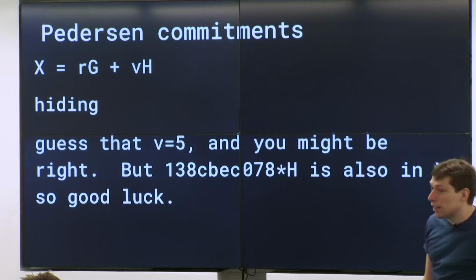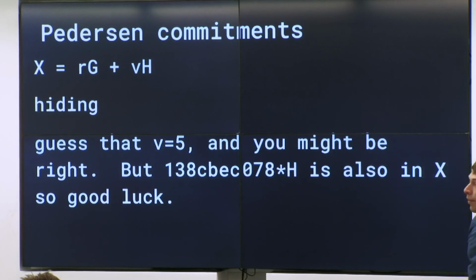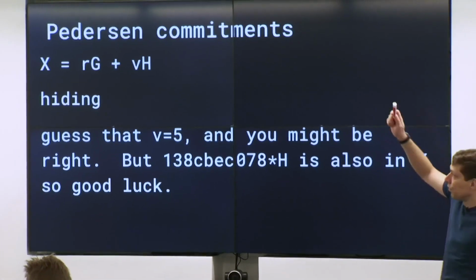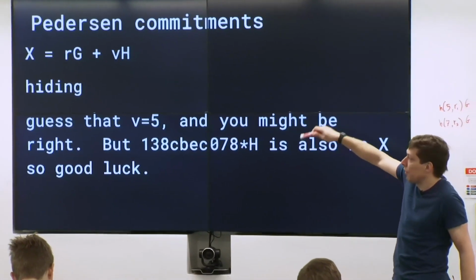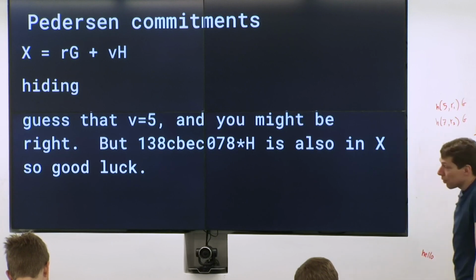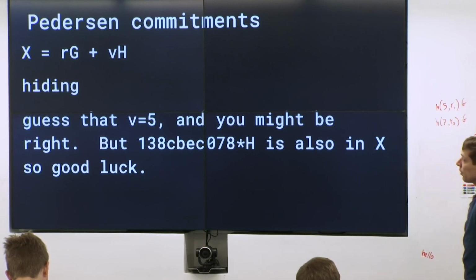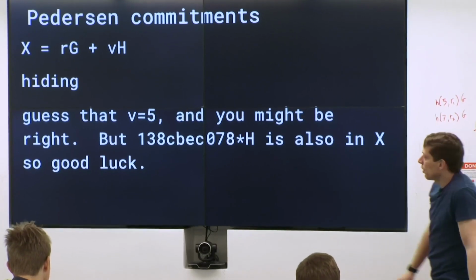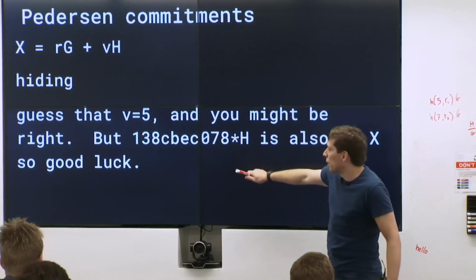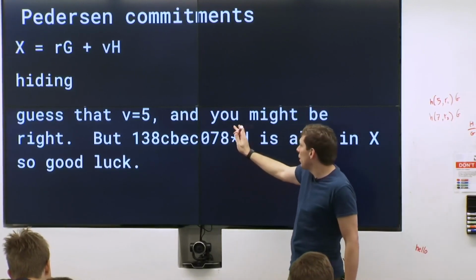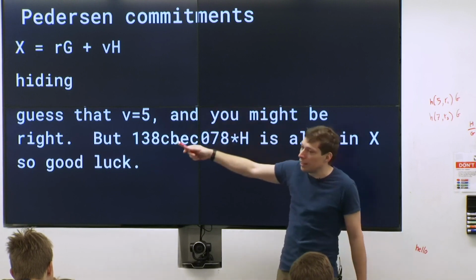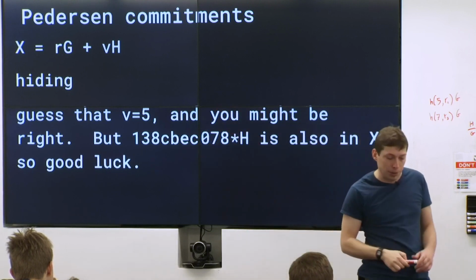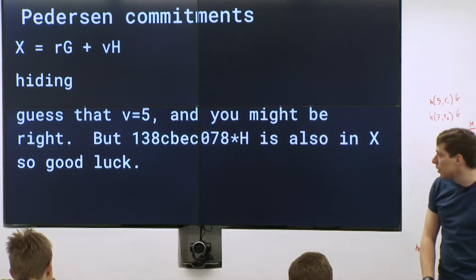So you might successfully guess. I might commit v equals 5, do some random number r times g plus 5h, and you might guess correctly. But, oh, this should have been g. Oops, sorry, this is g. But if I have some really long random number times g, it's also in x, and you're not going to be able to guess that. So this is also hiding.